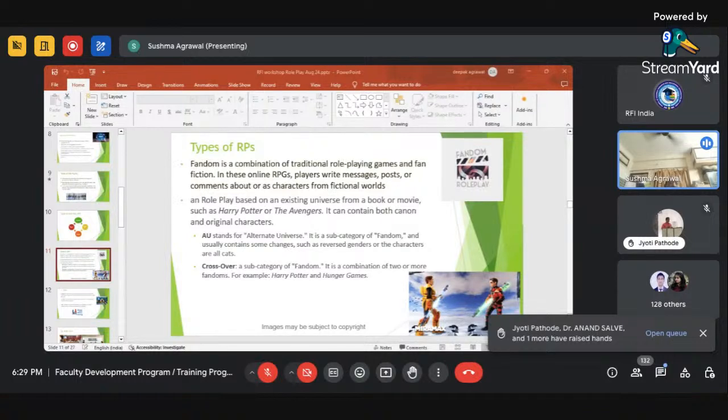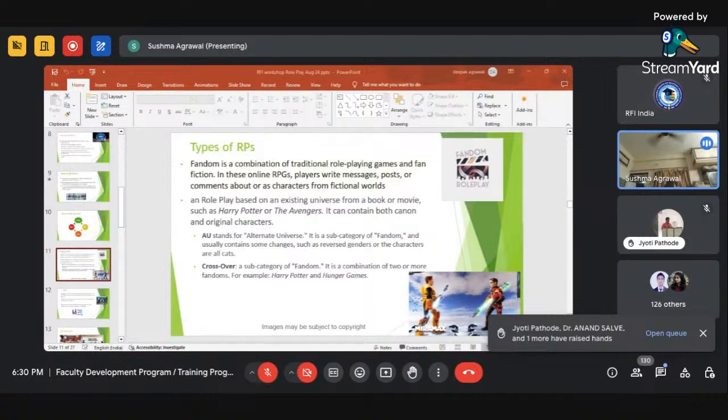There can be online role play games like it. The players can write messages, because with the help of the internet many things have been developed. Players can write messages, post messages, comment on them, and discuss much more about the characters which they want to perform or include in their script. Under the fandom system, the role play is based upon an existing universe, which may be taken from some fiction, maybe a book or a movie. And there are some actual characters, and combinedly this activity has been developed.